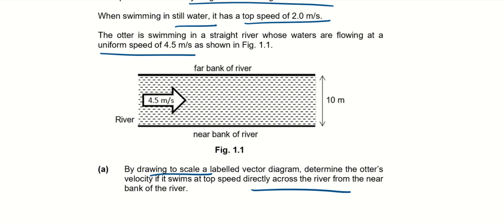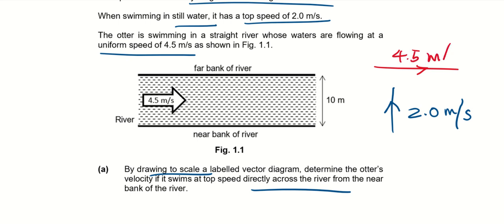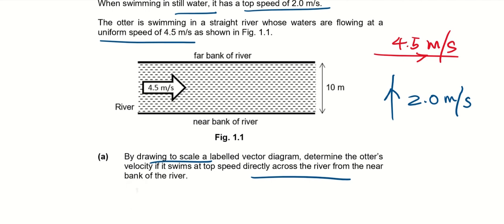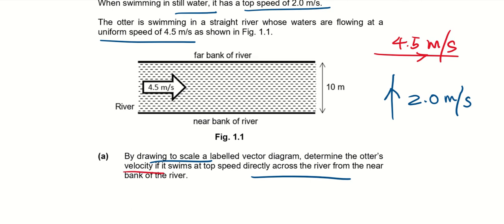So what is the motion of the otter? It will go this way, right? And it is 2.0 meters per second. Okay? Vector diagram applies here because there is a magnitude, there is direction. So it may not always be forces. Then on the other hand, we have this constant uniform river flowing from left to right with a magnitude of 4.5 meters per second.